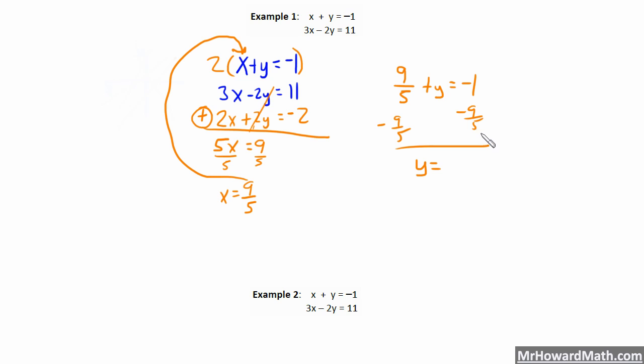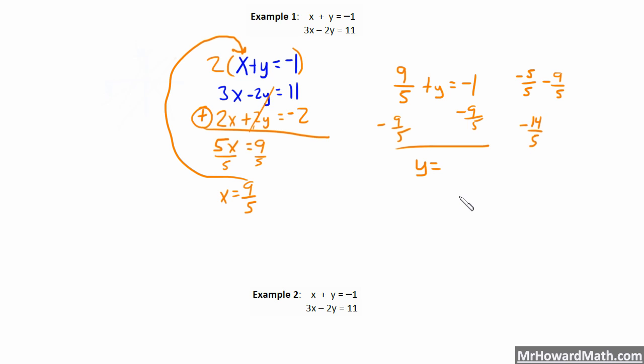Okay, we're working with fractions here, so I'm just going to rewrite negative 1 as something over 5. So that would be negative 5 over 5. Okay, so negative 5 over 5 minus 9 over 5. That's all I did. I just changed negative 1 into negative 5 over 5. Negative 5 over 5 is still equivalent to negative 1, but now I can work with the fraction. So negative 5 minus 9 gives me negative 14 over 5.